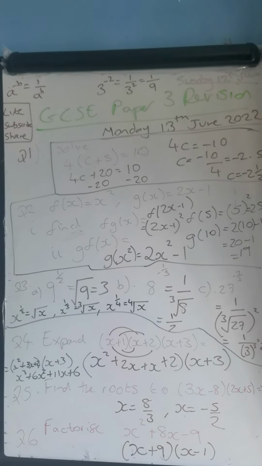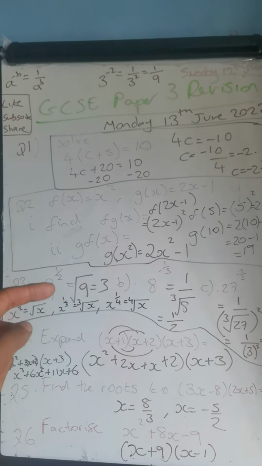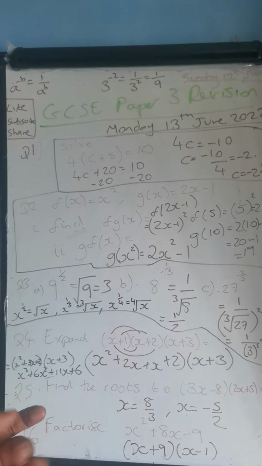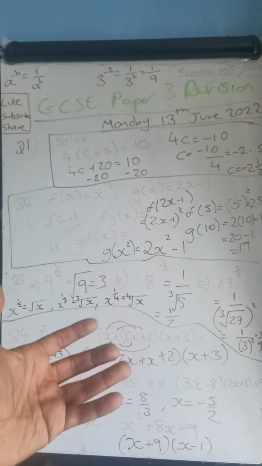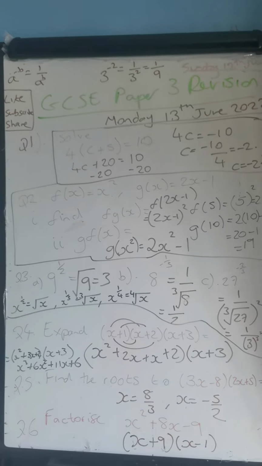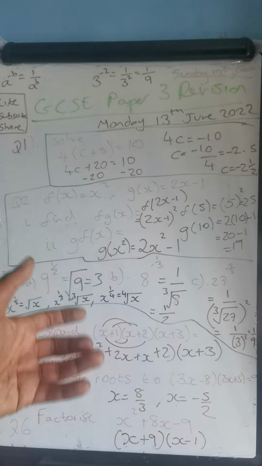Question 3 is looking at some fractional indices. So 9 to the power of a half. Remember that power of a half is the same as the square root. So 9 to the power of a half is the square root of 9. So the positive root of 9, which is just 3. I don't need to put plus or minus 3 because in this case I'm looking at the positive root.